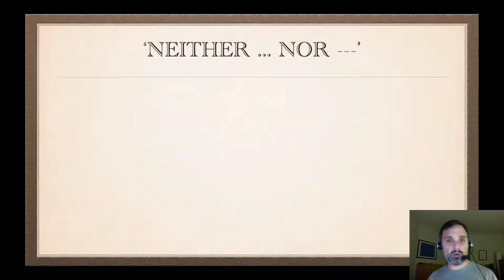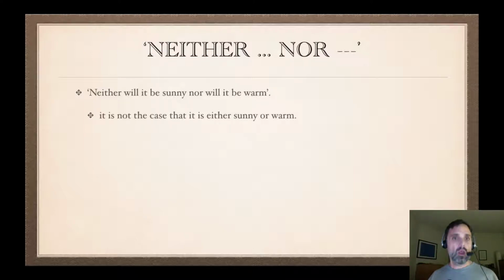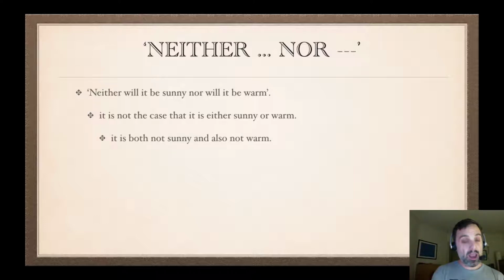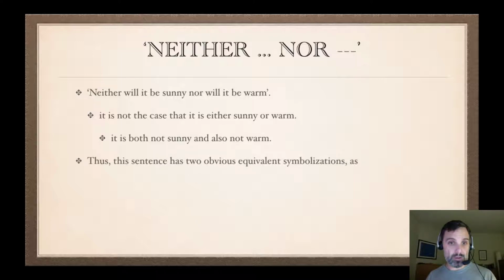So if we look at neither nor, we say neither will it be sunny nor will it be warm. That means it's not the case that it is either sunny or warm, and it means it's both not sunny and also not warm. So we can symbolize this in two ways. We can symbolize it as the negation of sunny or warm, or we can symbolize it as not sunny and not warm. So these two sentences are equivalent. If either is true, so is the other. If either is false, so is the other, and same for the English ones.